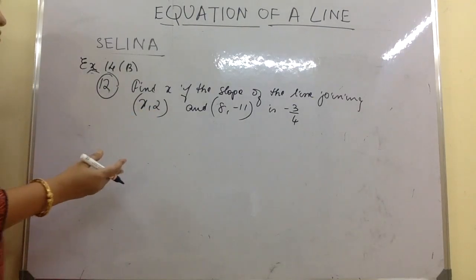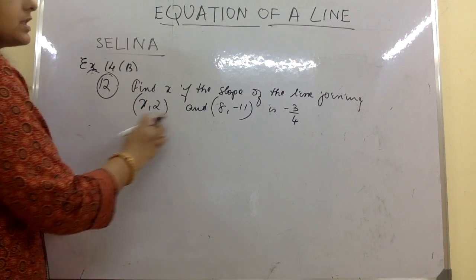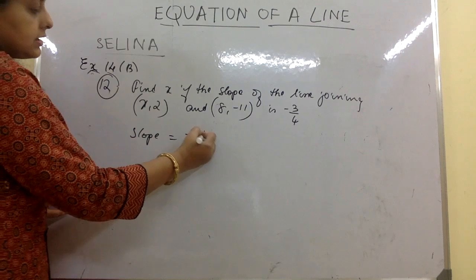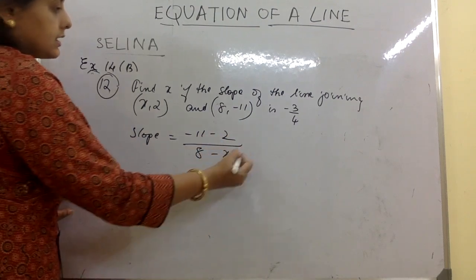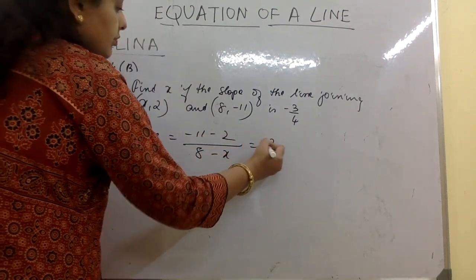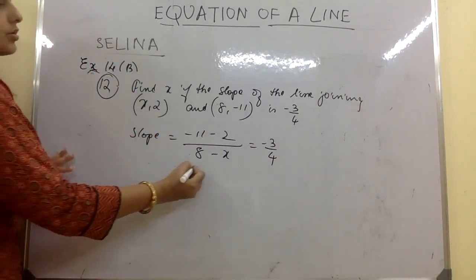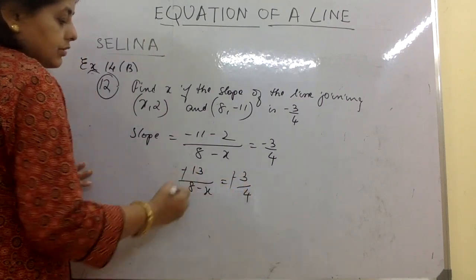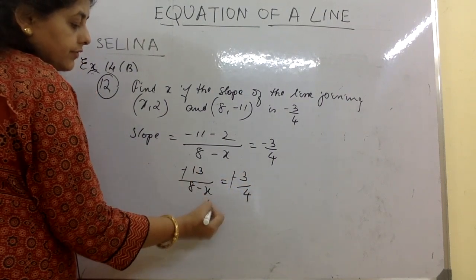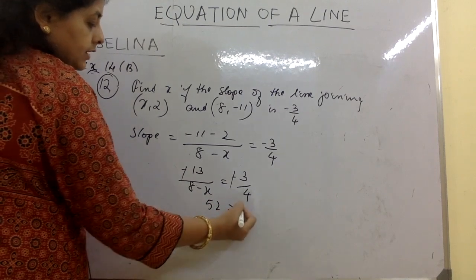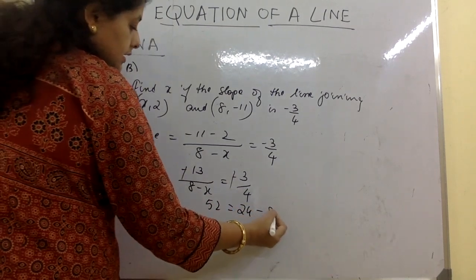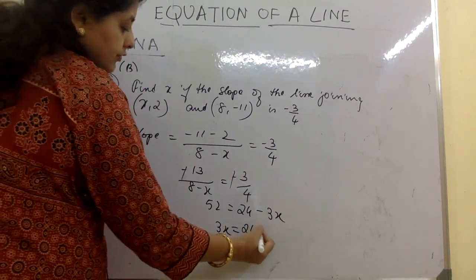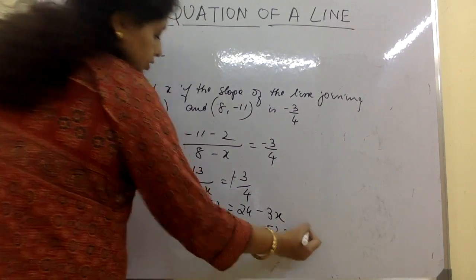Now that is a very simple question, the 12th one. Find x if the slope of this and this is minus 11. So slope is equal to minus 11 minus 2 over 8 minus x. Okay, and that is equal to minus 3 by 4. They have only told us that. So minus 13 over 8 minus x is minus 3 by 4. Take out the minus. So this is 52 is 24 minus 3x. So 3x is equal to 24 minus 52, that is minus 28.